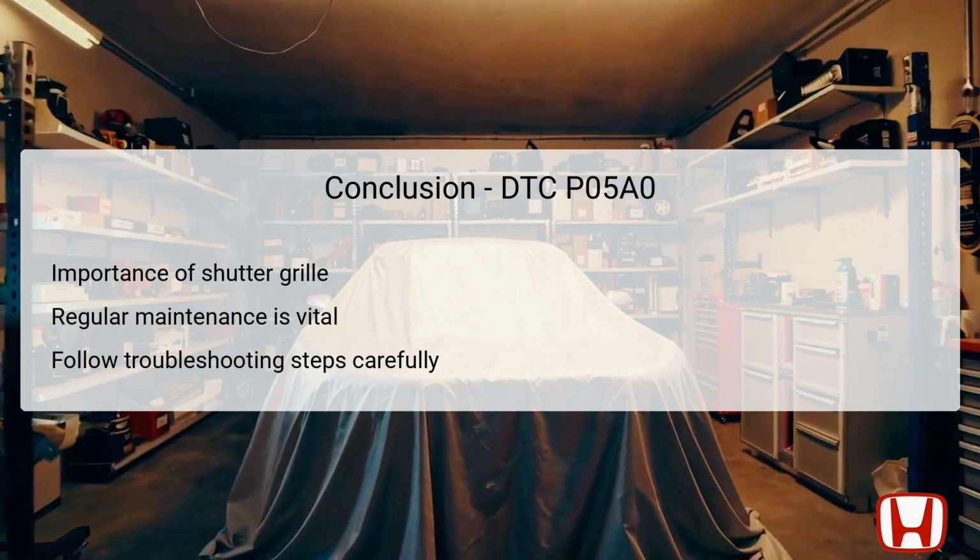In conclusion, the P05A0 code highlights the importance of the shutter grille assembly in managing airflow to the engine and overall vehicle efficiency. Identifying and troubleshooting issues promptly can prevent more serious problems and keep the vehicle performing optimally.